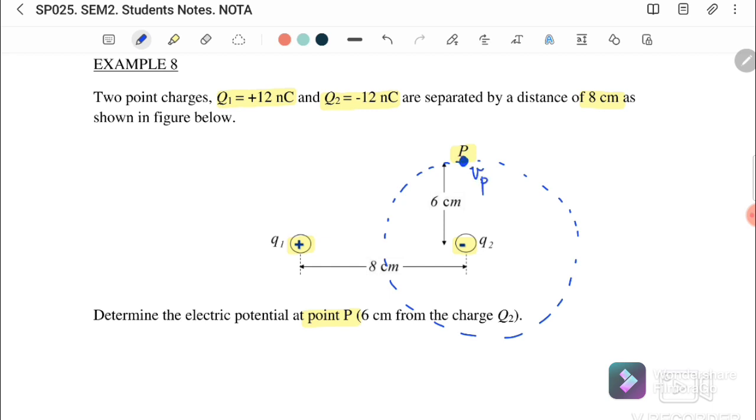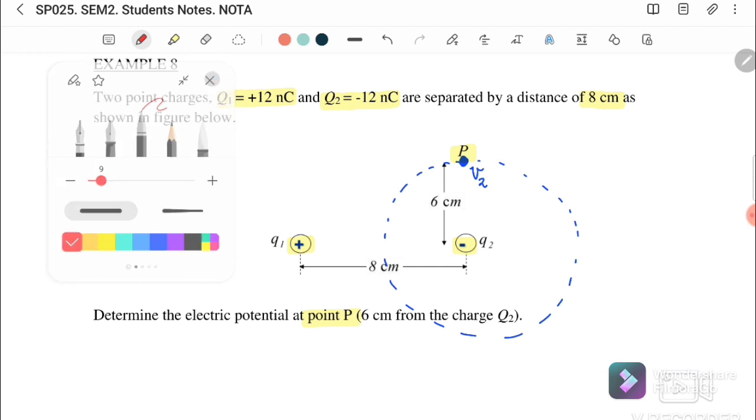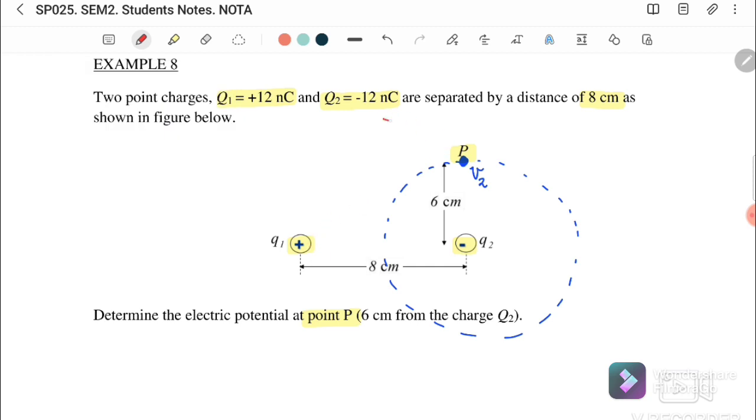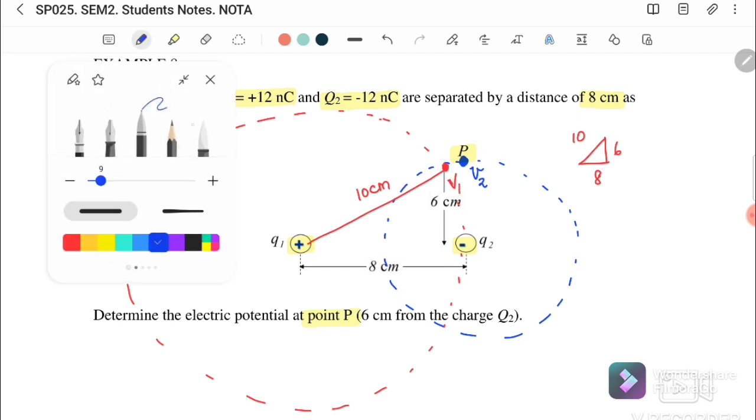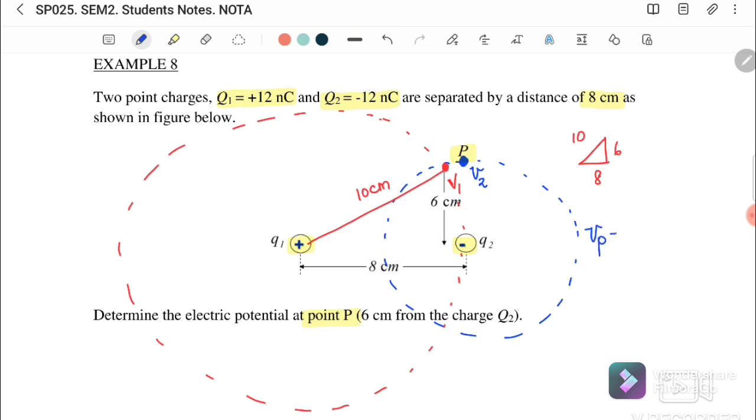I label it as V2. Similarly, Q1 also gives influence on point P. The distance here we can find because this is 6 and this is 8, so of course this one will be 10 cm. So this distance is 10 cm. Q1 also gives influence on point P, so I label it as V1. Meaning that point P actually experiences two electric potentials, one from point charge Q1 and another from Q2.